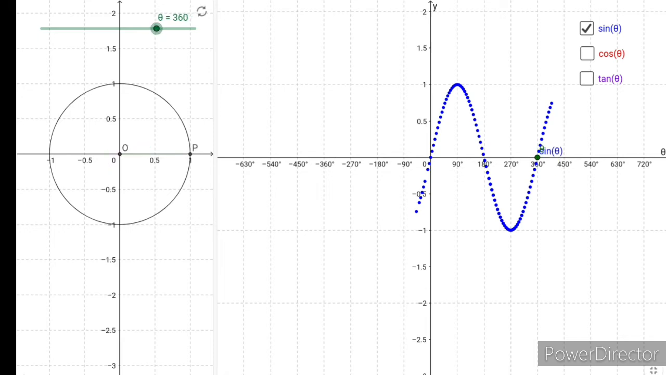After 360, the angle is again 0, and it starts again. After 360 it is going to repeat the same. After 720, which is 2 times 360, it again repeats the same. So we call this the period of sin theta, which is 360. Period is nothing but the interval after which sin theta is going to repeat. After 360, the curve of sin theta again repeats. So the period of sin theta is 360.